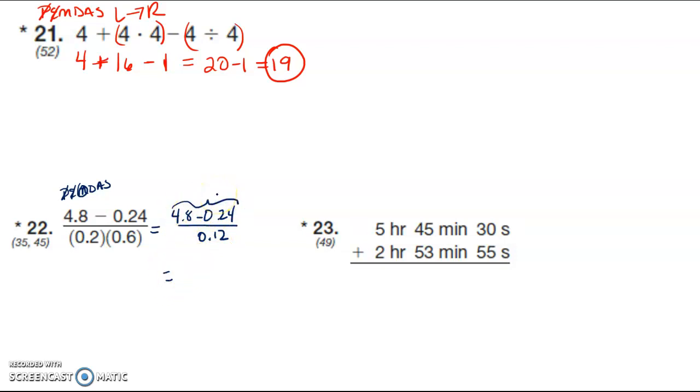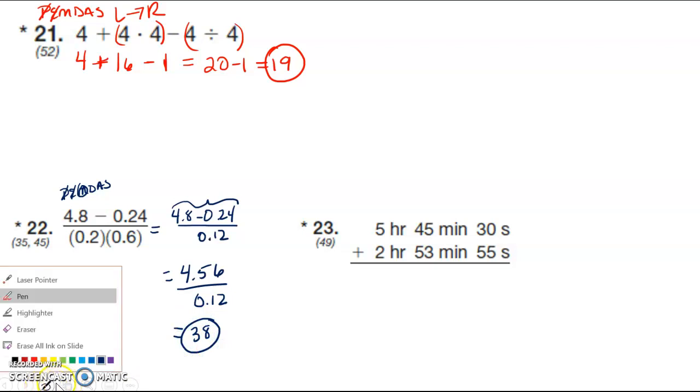So 4.8 minus 0.24 is 4.56 over 0.12. Now I can divide this, and I get 38.